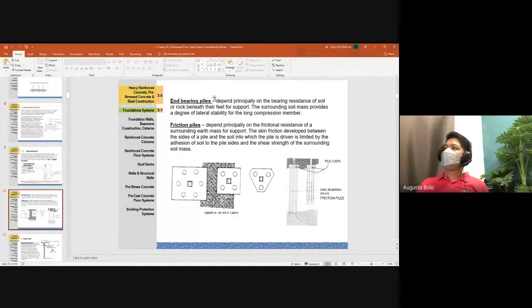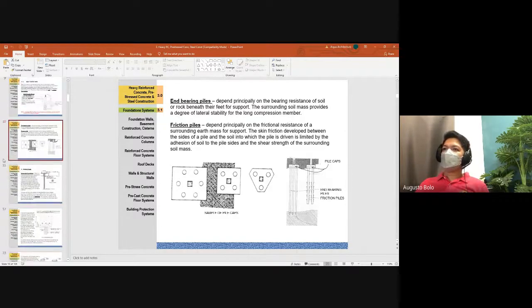So end-bearing piles depend principally on the bearing stratum. For now, just read the description. That is part of the foundation system.